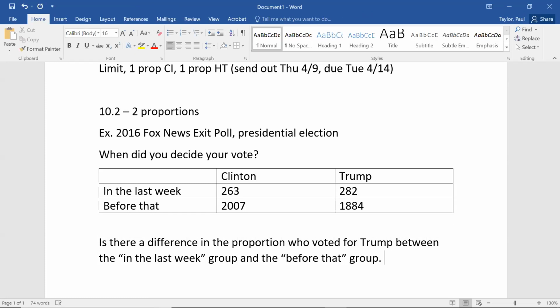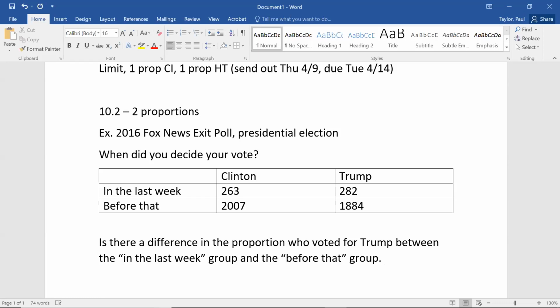So basically, if someone decided in the last week, does that mean that they were more likely to end up voting for Trump? Just looking at the raw numbers from our sample, in the last week group, more people voted for Trump than Clinton, and in the before that group, more people voted for Clinton than Trump. So it seems like if people decided later on, they're more likely to vote for Trump. But that's just in our sample.